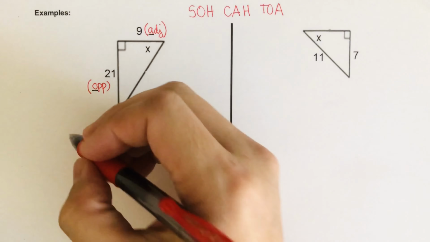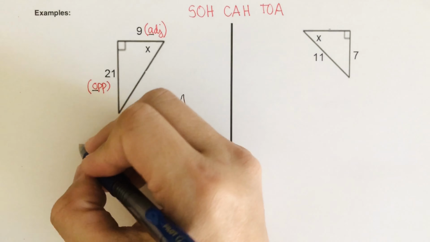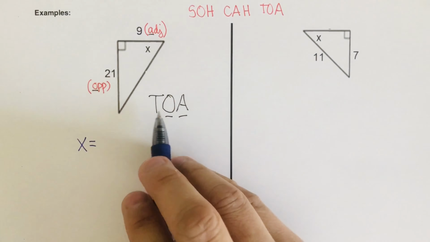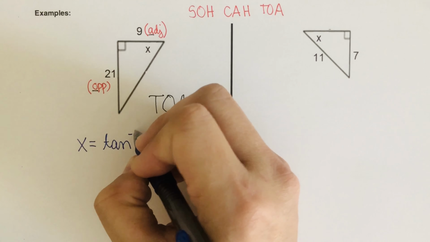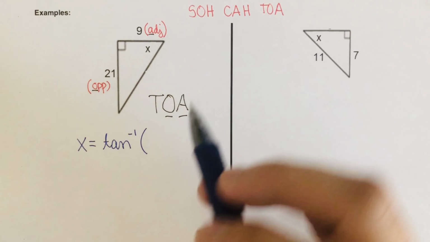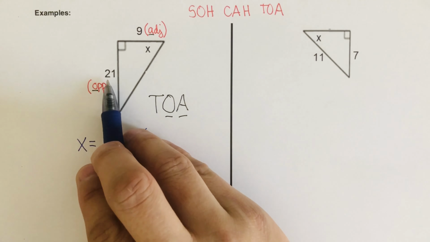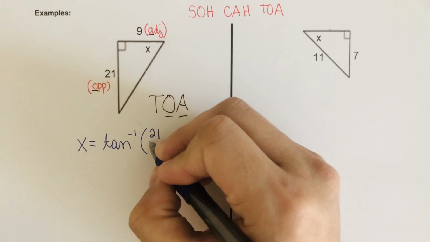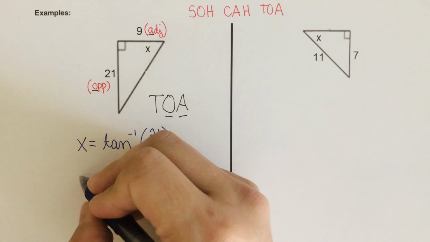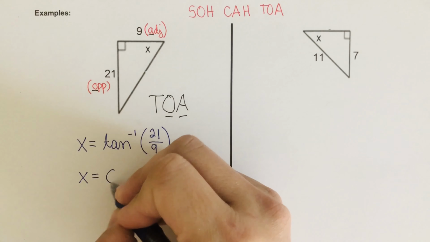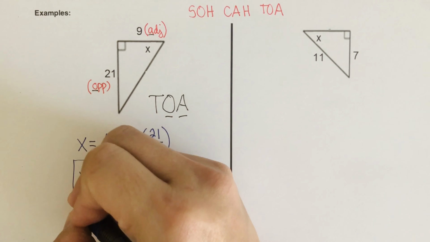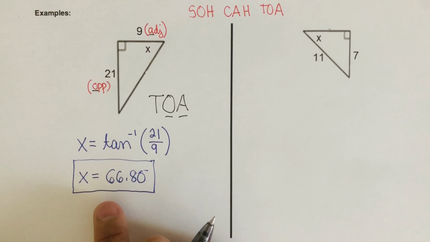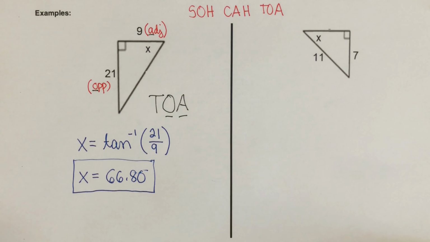To set this up, x is equal to, since that is a tangent, the inverse tangent, tangent -1, of the opposite 21 over 9. If I use the calculator on this, it should come out to 66.80 degrees. Did you get 66.80 degrees on the second example? Good. Perfect. Now let's move on to the third one.